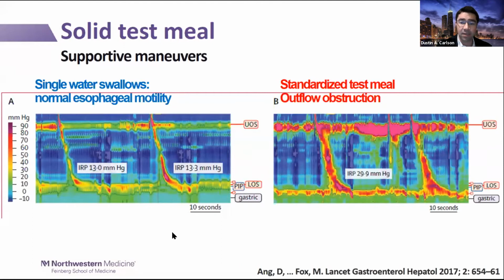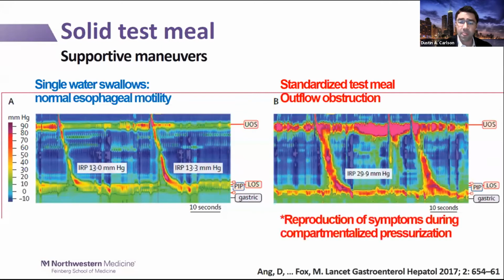We can see this in this example here, where this study has several normal-looking swallows with single test swallows, but with the solid test meal, we see that the IRP is elevated and pressurization occurs related to the swallows that may detect an outflow obstruction. Further, the use of the meal actually allows patients' symptoms to be elicited. Looking at an association of symptoms with manometric findings may help support which abnormalities of motor function and abnormalities in esophageal physiology are associated with symptoms, and thus potentially provide another way to direct therapy.